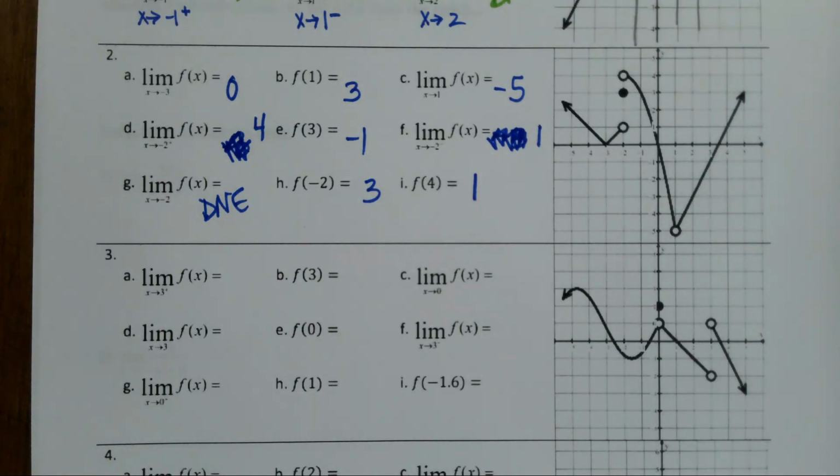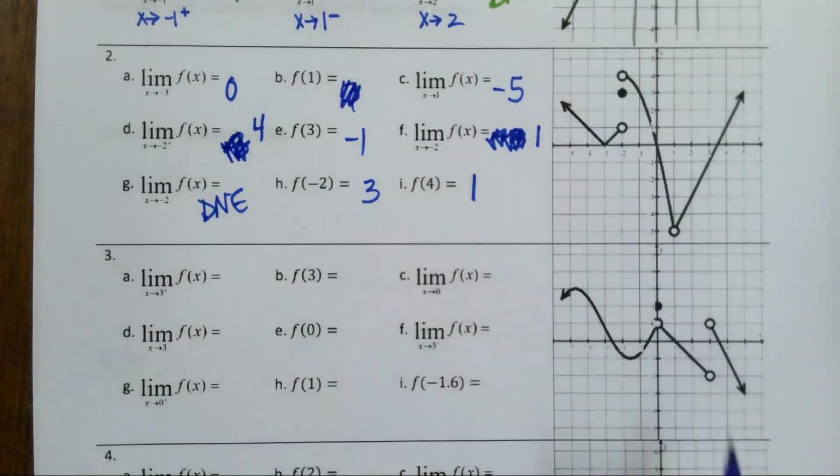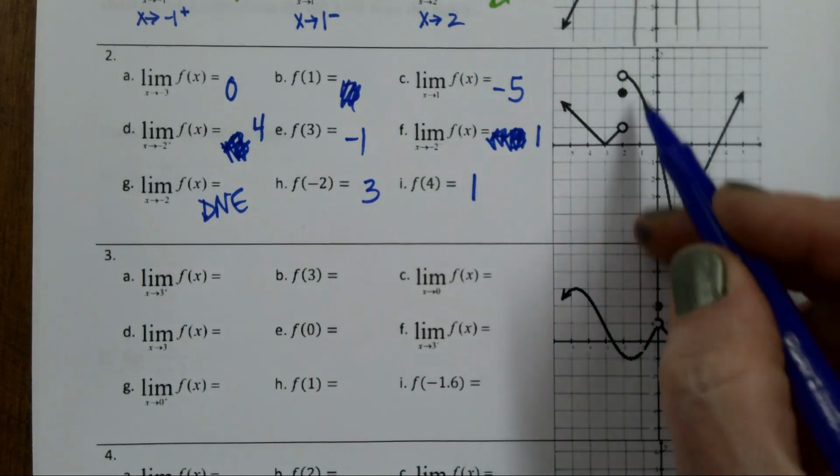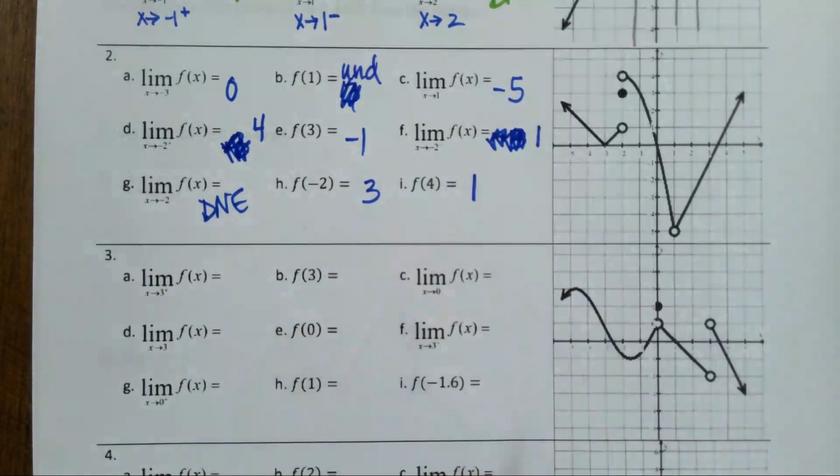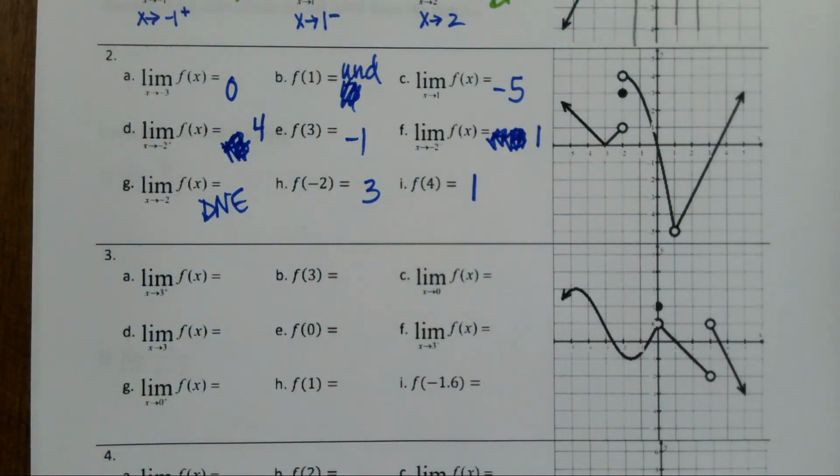How did you get 3 for B? I do not know how I got 3. I think I went to -1 instead. This should be undefined, right? Yeah, yeah. All right, there we go.